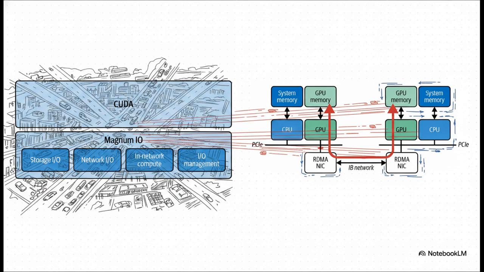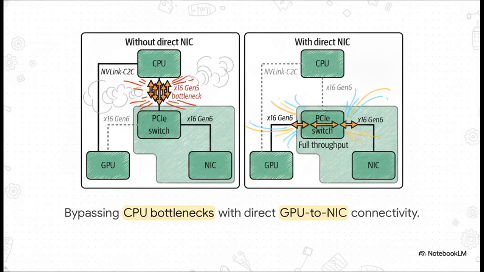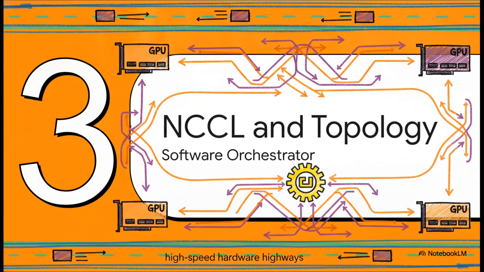Now, what's really interesting here is the architectural difference. It's huge. Without a direct NIC connection, your traffic has to squeeze through a Gen 5 PCI bottleneck that's connected to the CPU. But with the direct NIC setup, the GPU and the network interface card can talk to each other directly through a PCI switch at full Gen 6 throughput. It essentially allows the GPU to drive network traffic without any CPU intervention at all. It's brilliant.